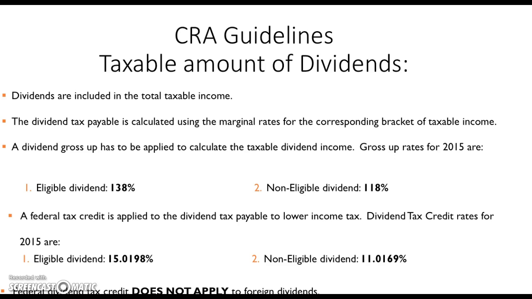So a quick recap of the CRA guidelines for taxable dividends is that dividends are included in your total taxable income. They're taxed in the same method as all other income using the marginal rates. And in the case of dividends, we gross them up. So for 2015, the gross up on eligible dividends is 38%. On non-eligible, it's 18%. And a federal tax credit is then applied to the dividend tax payable, and that's calculated on your Schedule 1. So the dividend tax credit rates for 2015 are 15.02% for eligible and 11.01% for non-eligible.